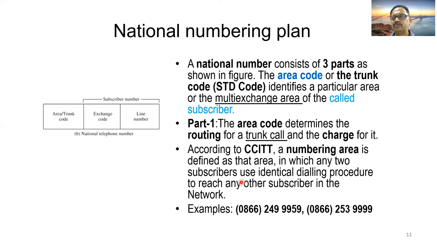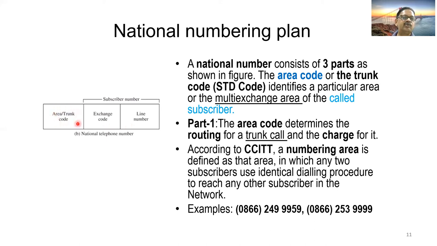Having discussed the international numbering plan, we will further discuss the national numbering plan. Before this, we have understood that the international numbering scheme adopted places certain restrictions on the national numbering plan. So what is the pattern of the national numbering plan? Here there are three sub-blocks within the national numbering plan. It may be 6 digits or 7 digits or 8 digits, whatever it is.